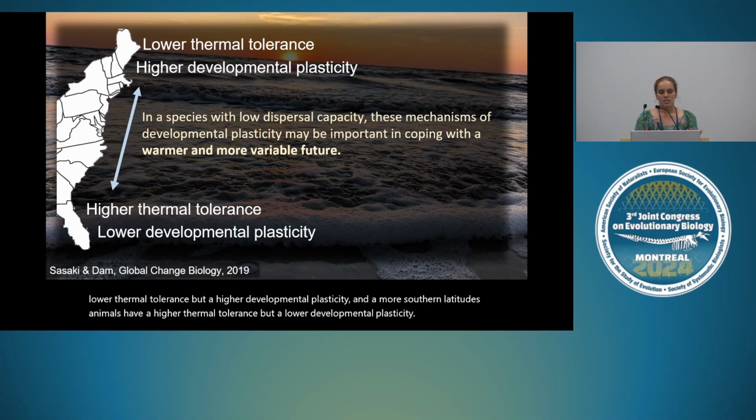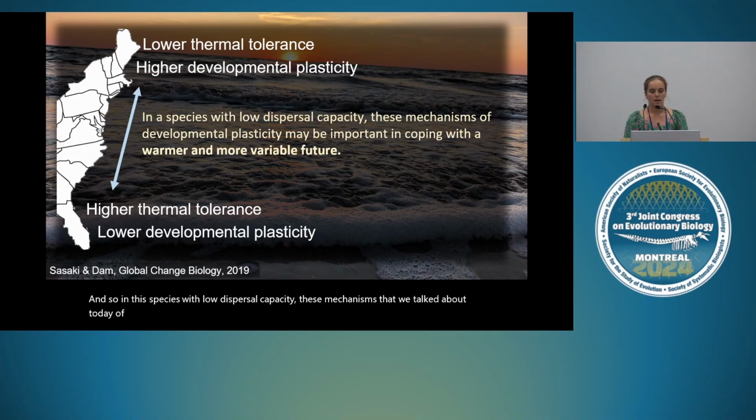And so in this species with low dispersal capacity, these mechanisms that we talked about today of developmental plasticity may be important in coping with a warmer and more variable future, which might actually put those animals in the south with a lower developmental plasticity capacity at a greater risk.